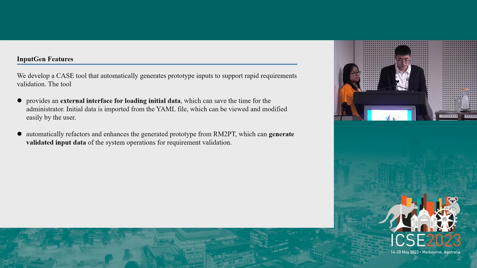InputGen has two features aiming at the two disadvantages of ARM2PT mentioned above. Firstly, InputGen provides an external interface for loading initial data, which can save time for the administrators. Initial data is imported from a YAML file, which can be viewed and modified easily by the user. Secondly, InputGen automatically refactors and enhances the generated prototype from ARM2PT, which can generate validated input data of system operations for requirements. This is the enhanced prototype.